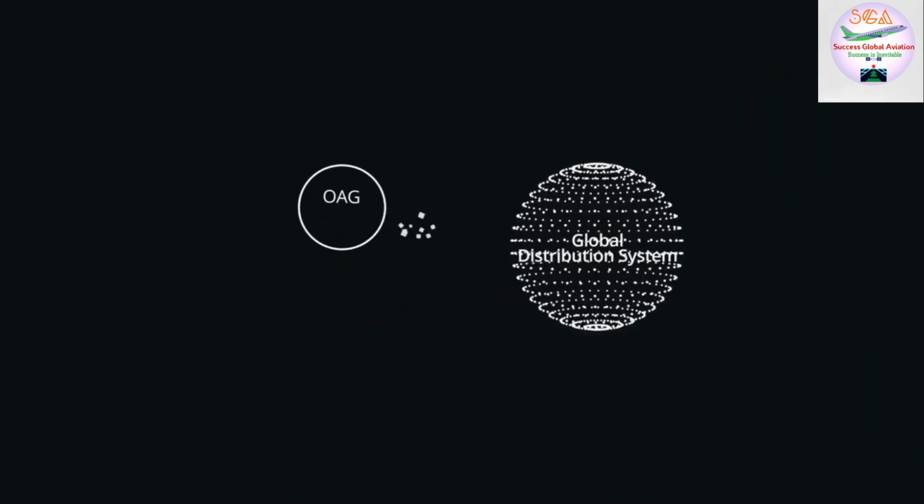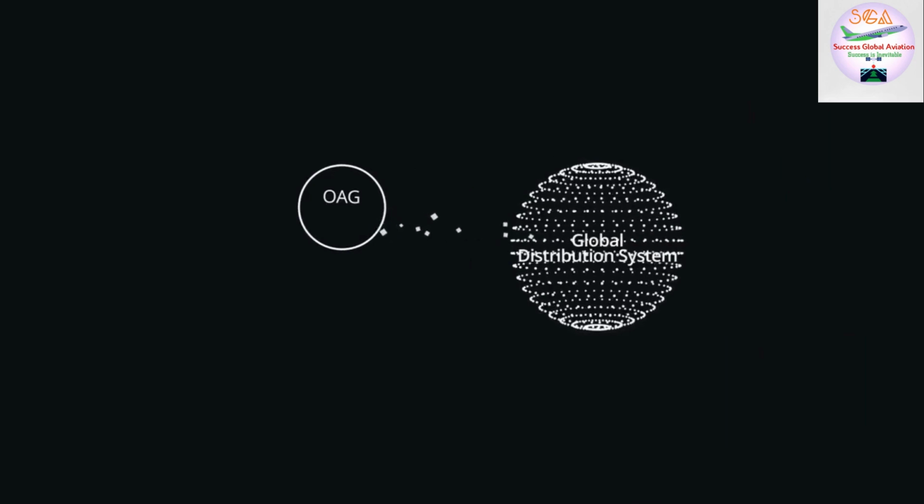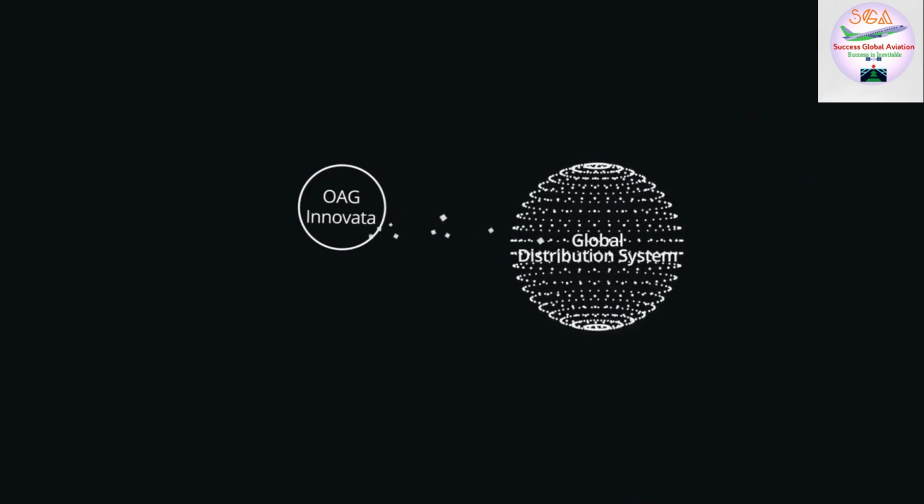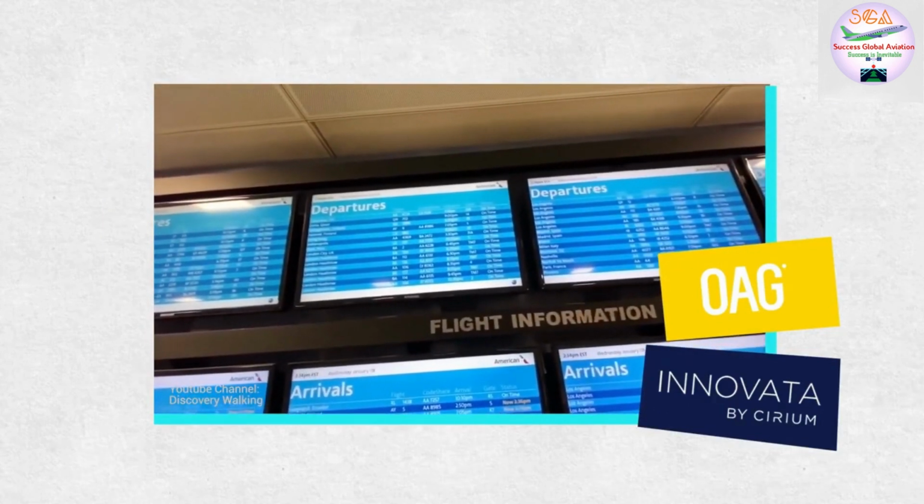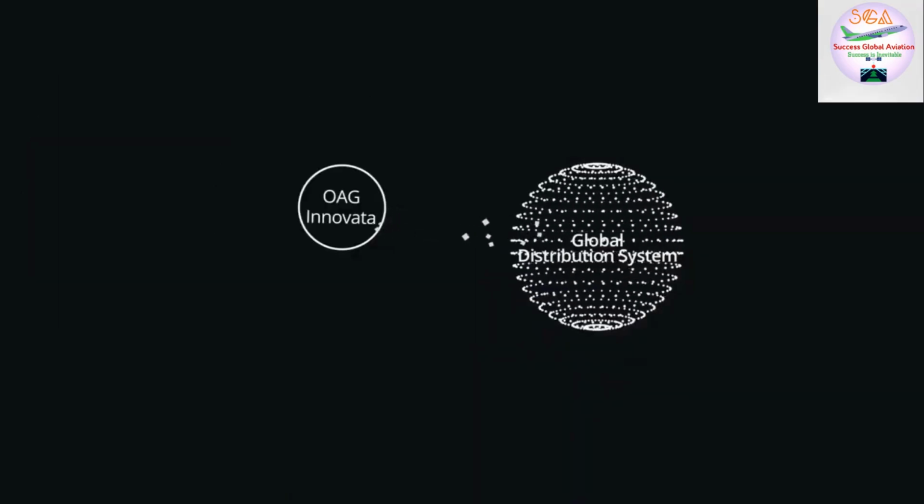First, OAG, the Official Aviation Guide of Airways, or IATA. Both are the official sources of flight schedules. The GDS sifts out these databases to spot flights that meet the search criteria.